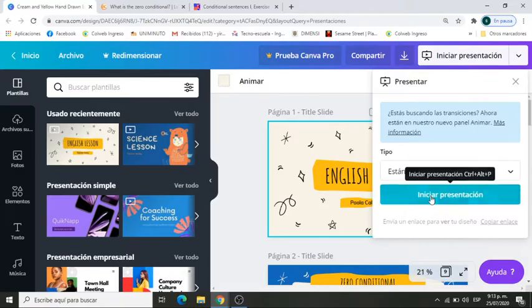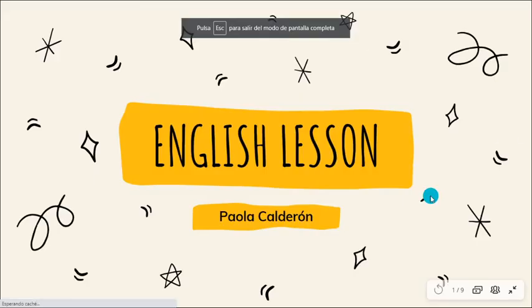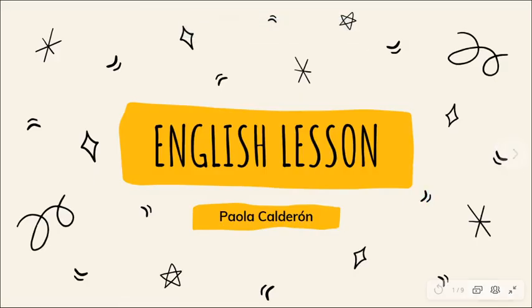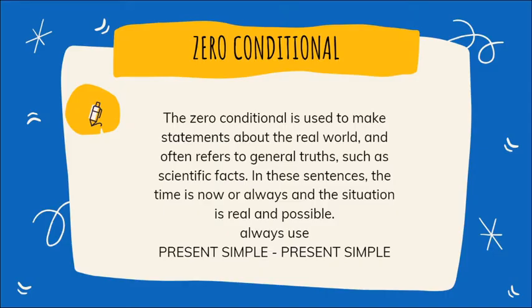Today in our English lesson we have the conditionals. So we are going to study the zero conditional and the first conditional. What is the zero conditional?